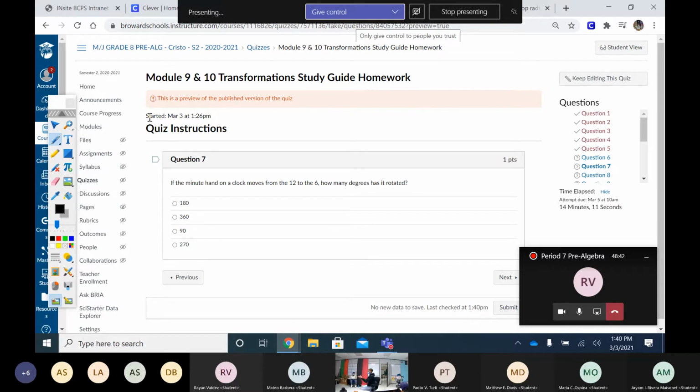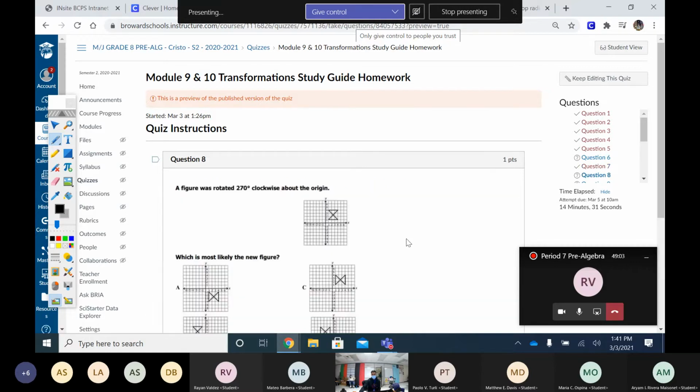12 to the 3 to the 6 to the 9. So how many turns did I do? I ended up turning twice. Each time I turn is 90 degrees, so 90, 180. It's 180 degrees. See, I got it.